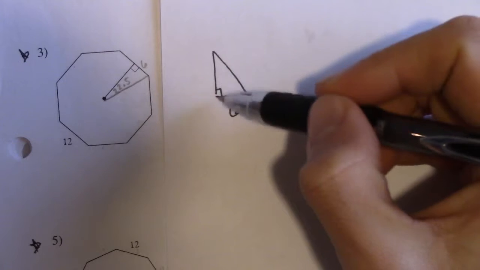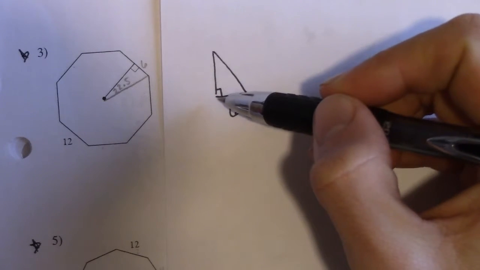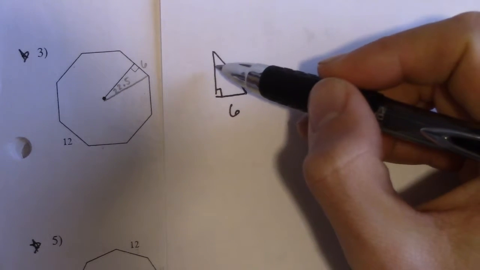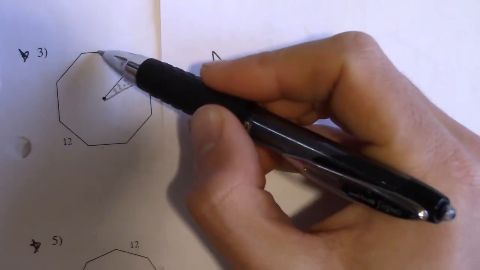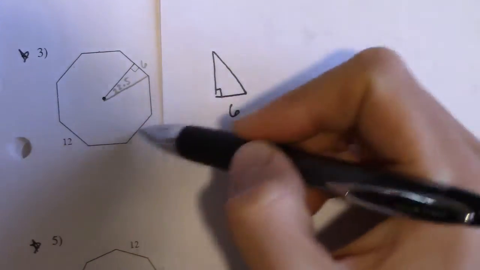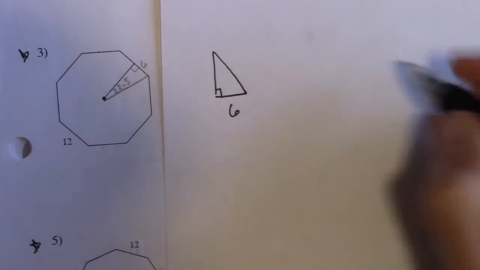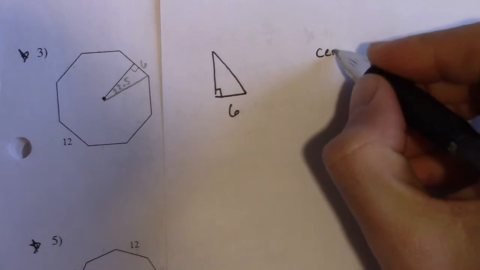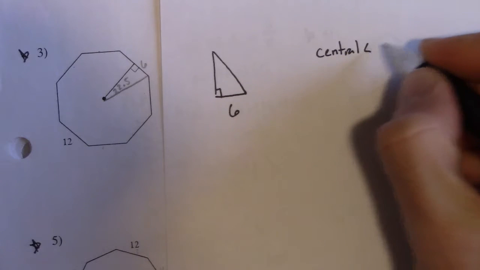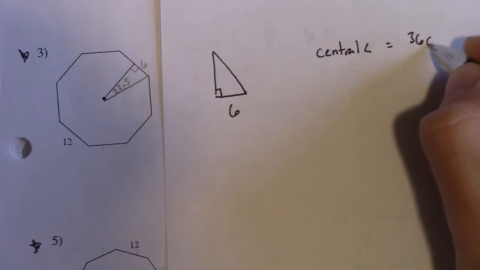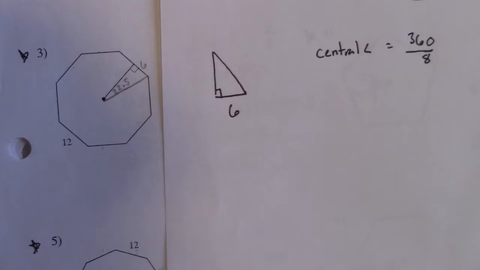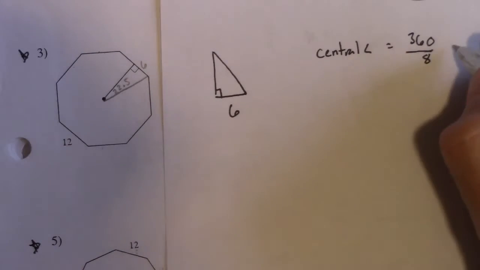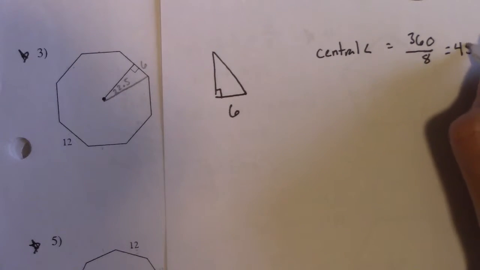In order to find my apothem, or my height, I need to take advantage and find that little piece of angle. So what I'm going to do is come to my figure and say, okay, 1, 2, 3, 4, 5, 6, 7, 8 sides, which means my central angle is going to be 360 divided by 8. And 360 divided by 8 is going to give me 45 degrees.